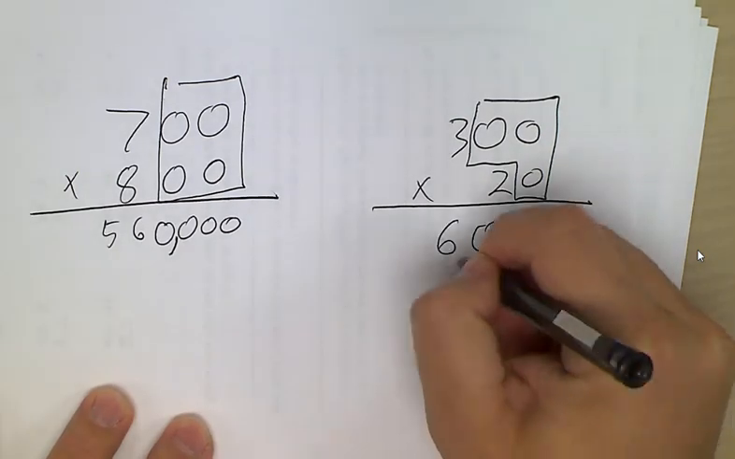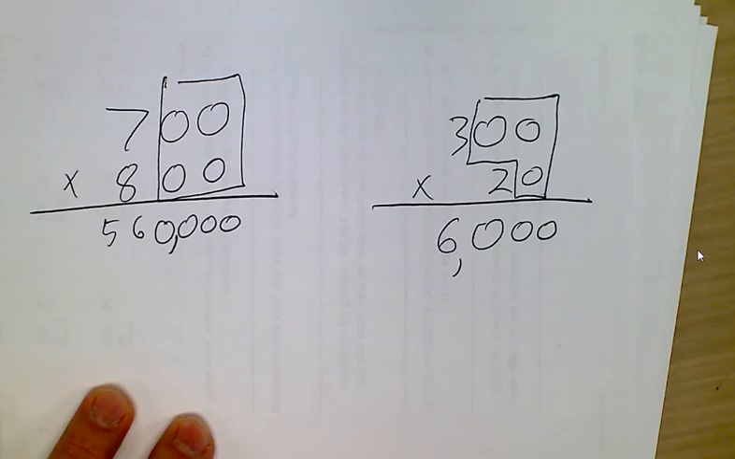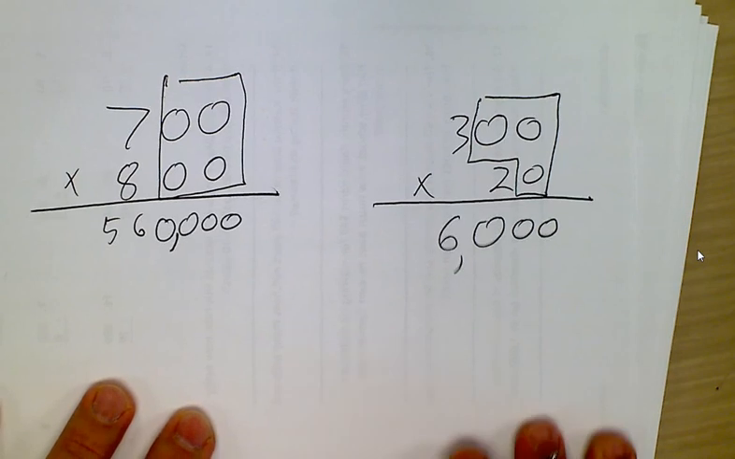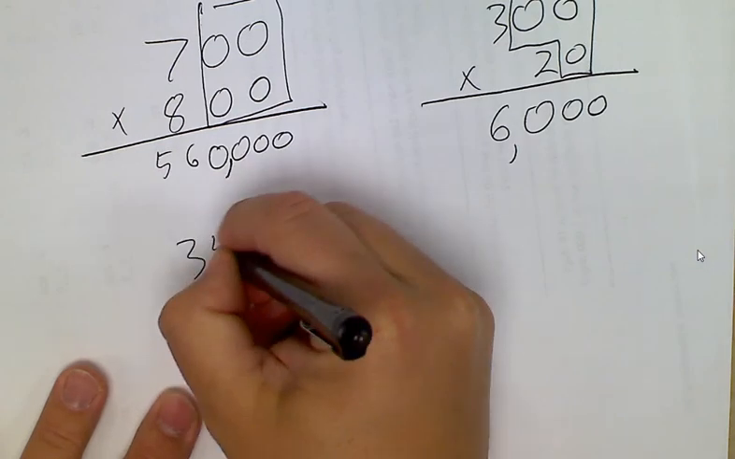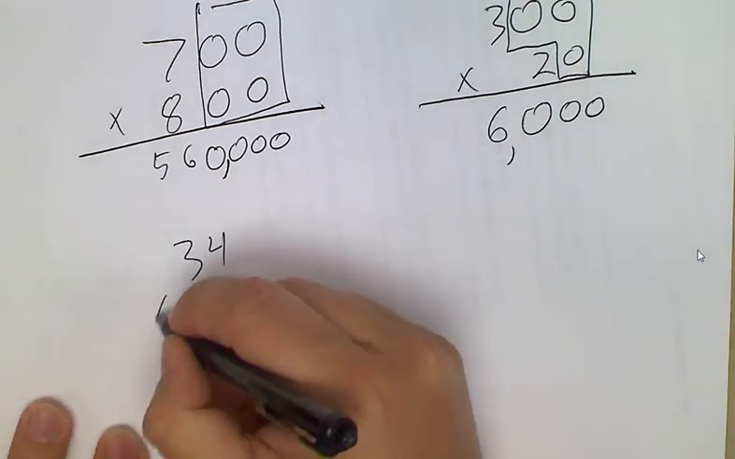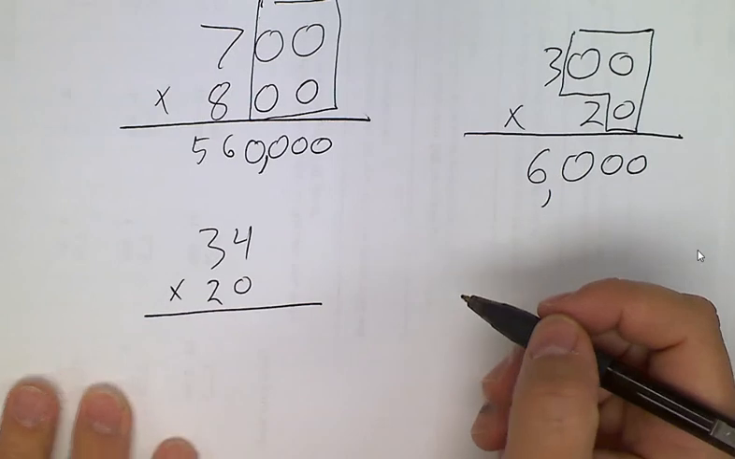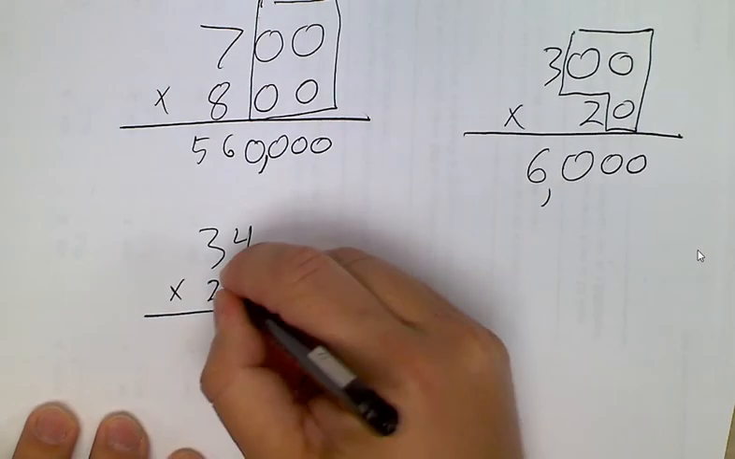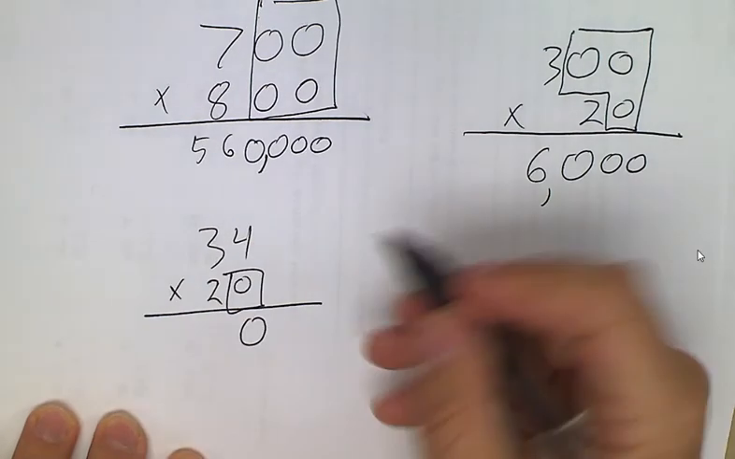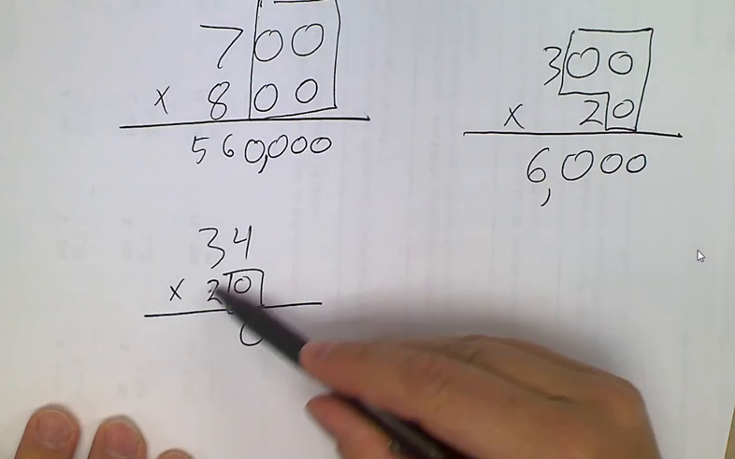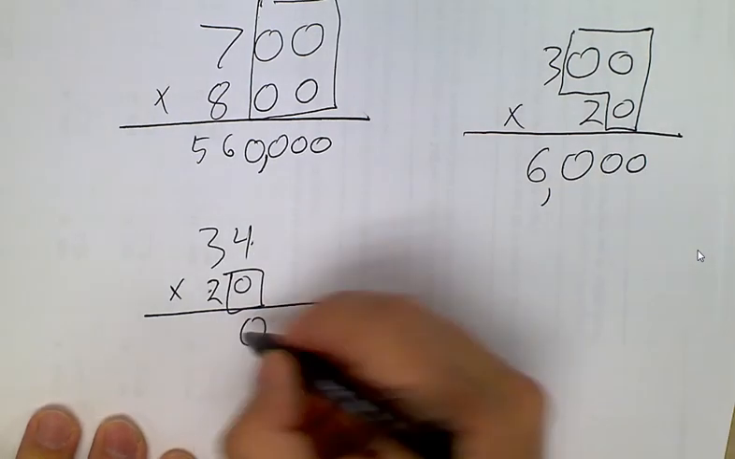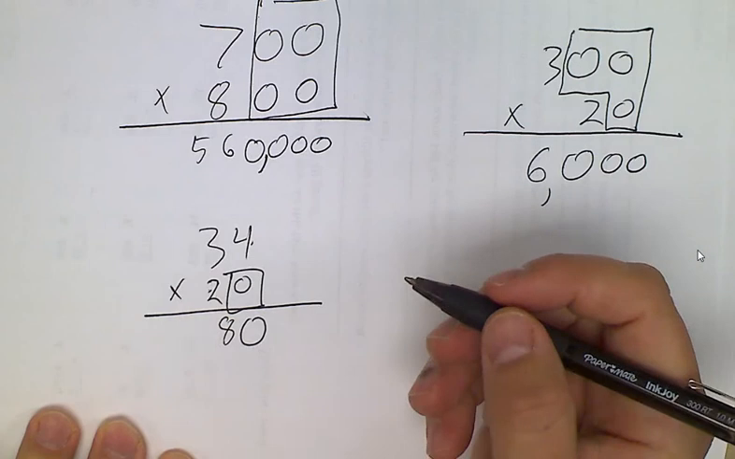Mr. B? Yes. What if you only have, if you have, 34 times 20? What if you only have 1 zero? 34 times 20. Great question. How many zeros do I have at the end? 1. So bring that guy down. And now I just multiply the rest like a regular problem. So 2 times 4 would be 8. 3 times 2 would be 6.